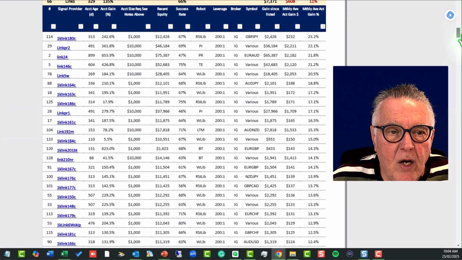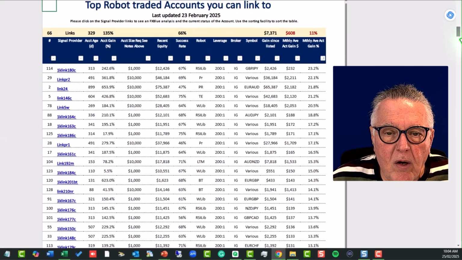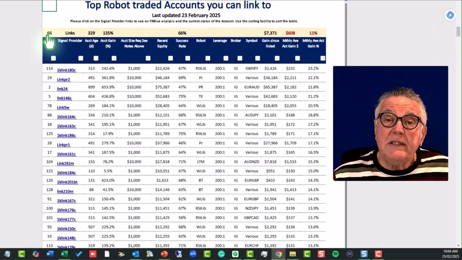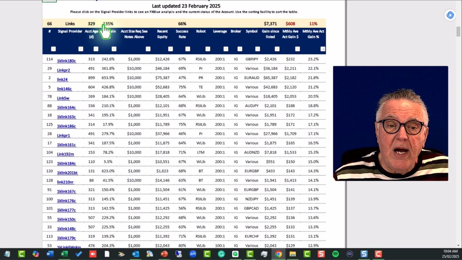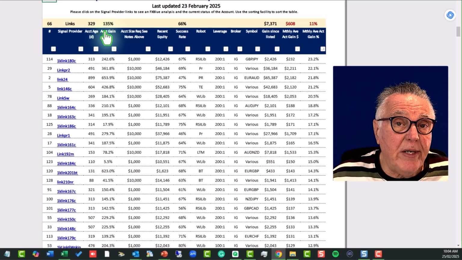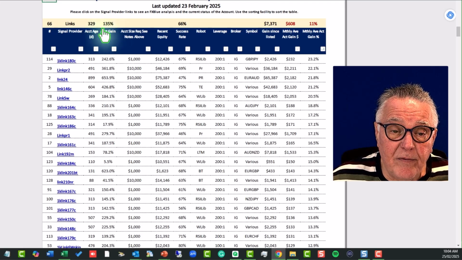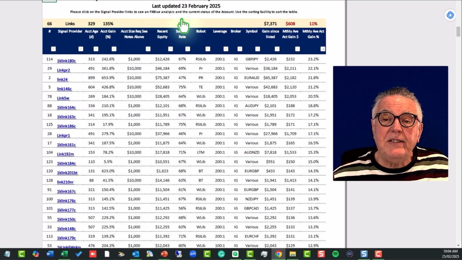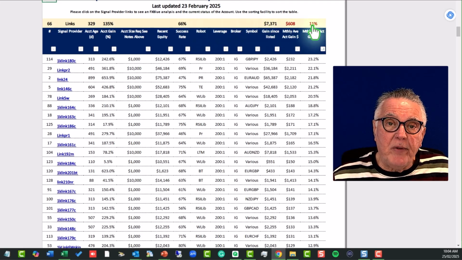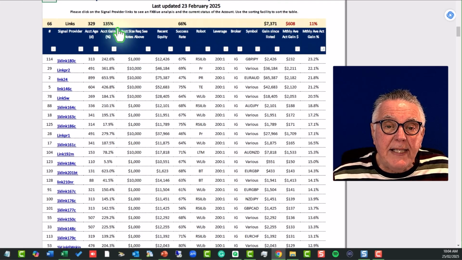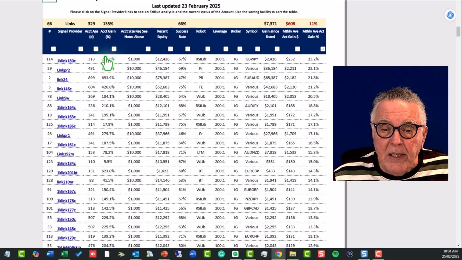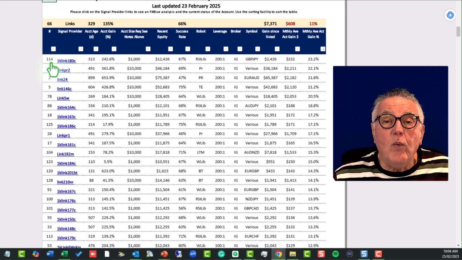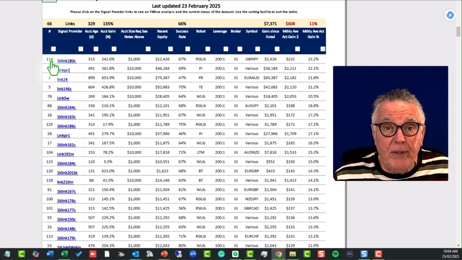And there we are. We've got a list of 66 currently. You can see the ages of the accounts are pretty high. The gains generated are over 100%, so very good there. Success rates are high, and the average monthly return is 11%. So a fantastic selection of accounts that you can link to. So let's have a look at which are the most popular EAs.